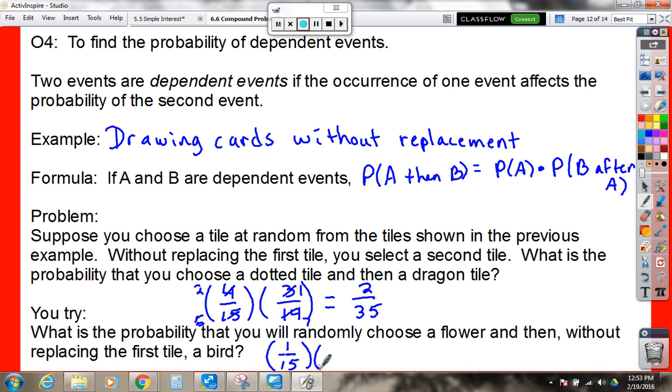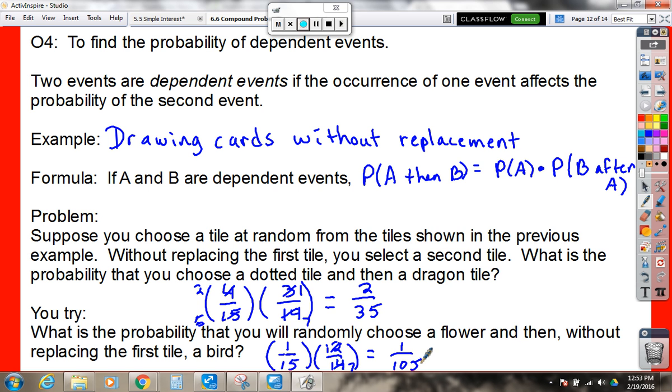Okay, now what's the probability? You did not replace that tile, so it's gone. What's the probability that you are going to get a bird? Rebecca? Good, 2 out of 14. I can simplify a little bit here first. And I get 1 out of 105. So the probability of those two events happening is even less.